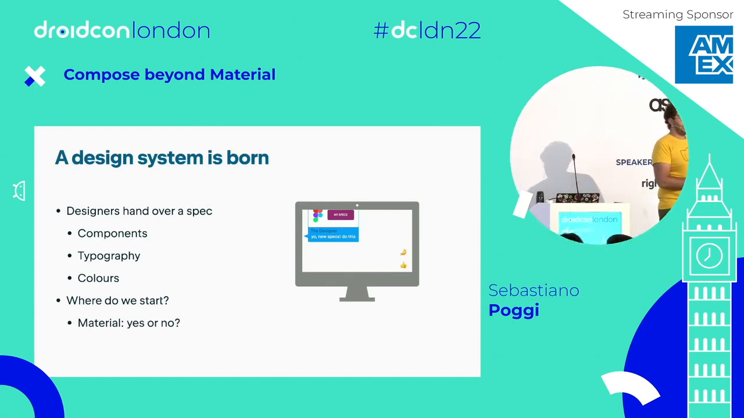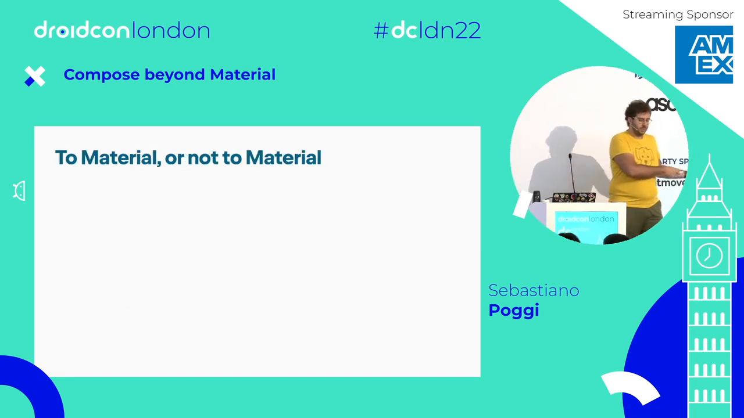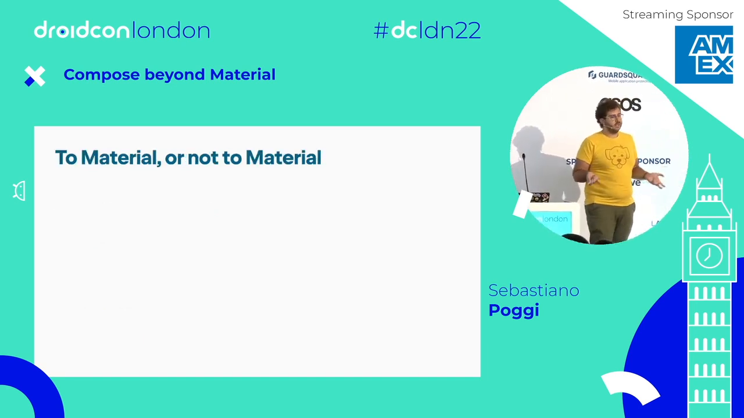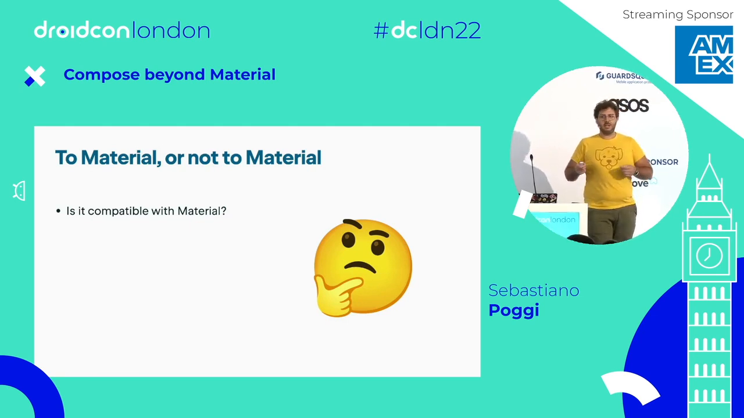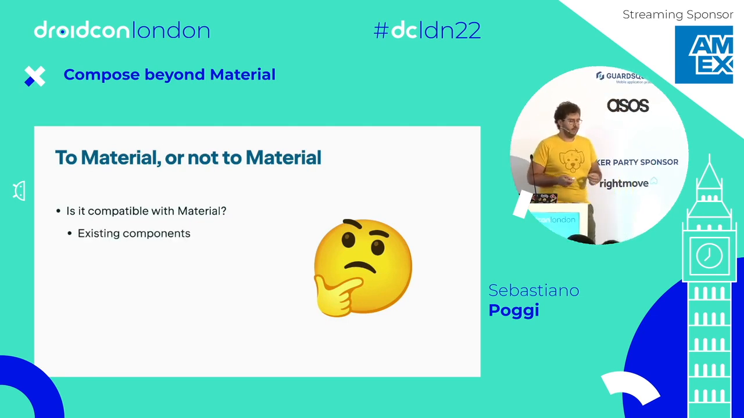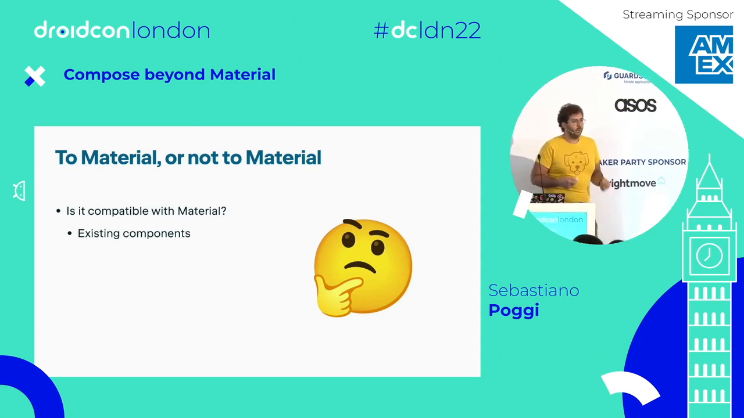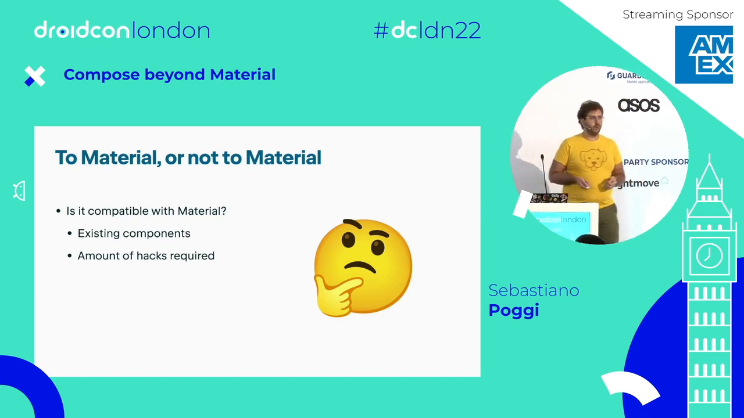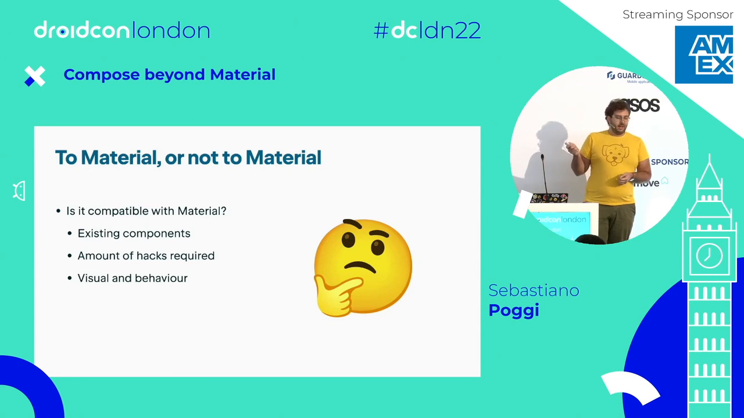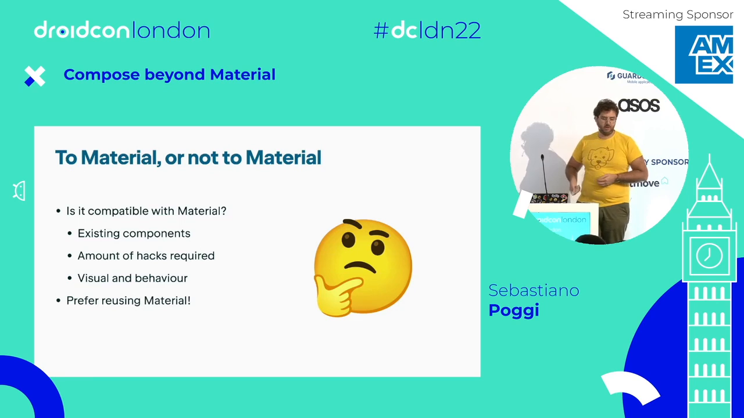So the first choice you need to make is, do I want to base my design system implementation on Material, or should I start from scratch? Well, that's a complicated question, and what it boils down to is, is my design system compatible with Material? I need to take a look at what already is in Material. What are the components that are already implemented? I need to look at how much I need to hammer them down to do what I need them to do. And I also need to consider the differences in the visual components and in the behavior of them.